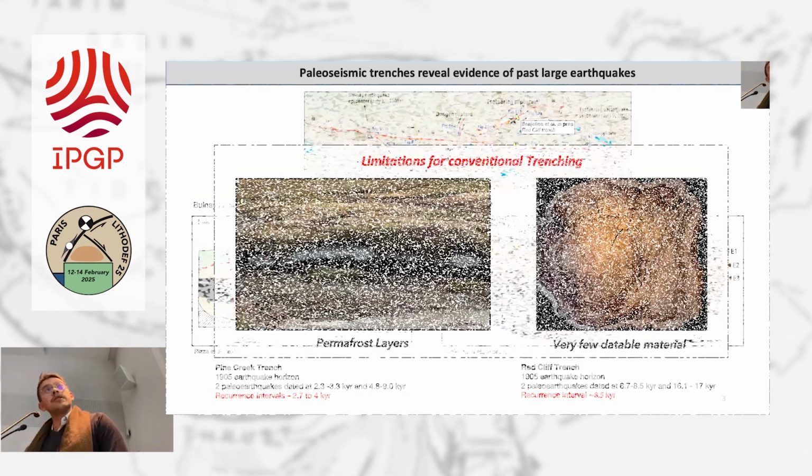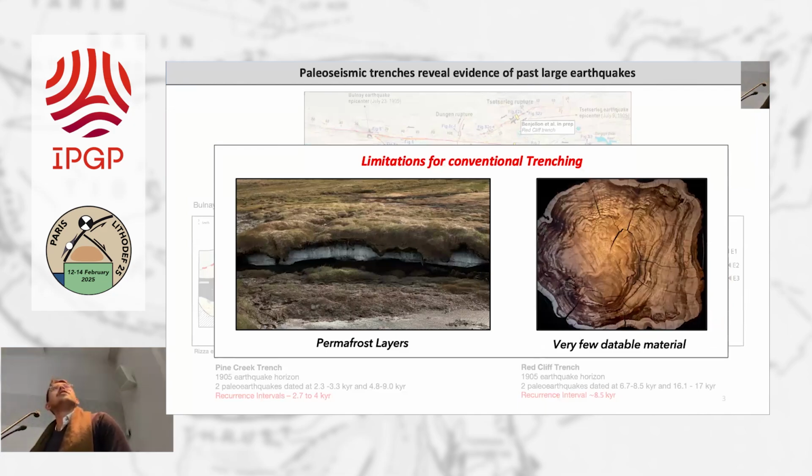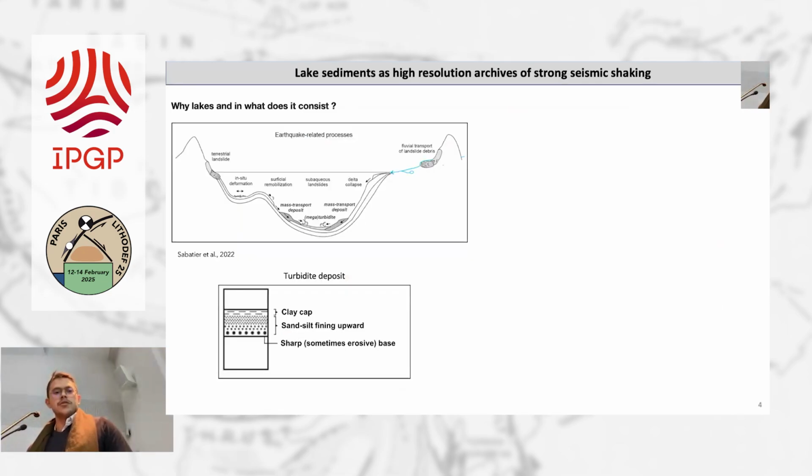However, paleoseismic trenches have some important limitations here. On one hand, you will find a permafrost layer in the very first centimeters below the ground, and this poses some challenges when you want to excavate a trench, as well as it might cause cryoturbation. And on the other hand, the earthquake-related deformation can be widely constrained in time due to the lack of datable material. So what we propose here to overcome this issue is to use lakes as earthquake archives.